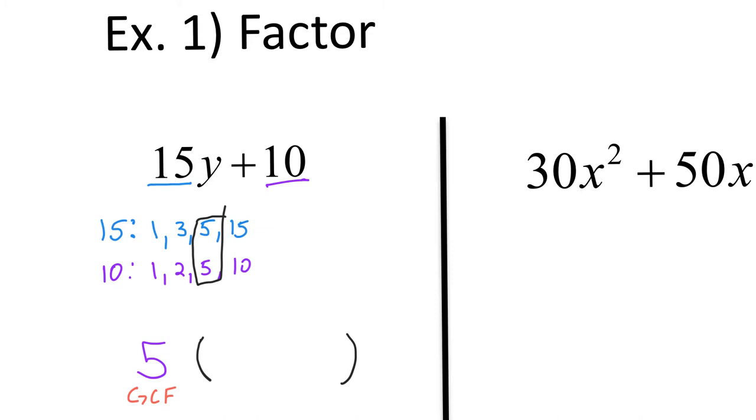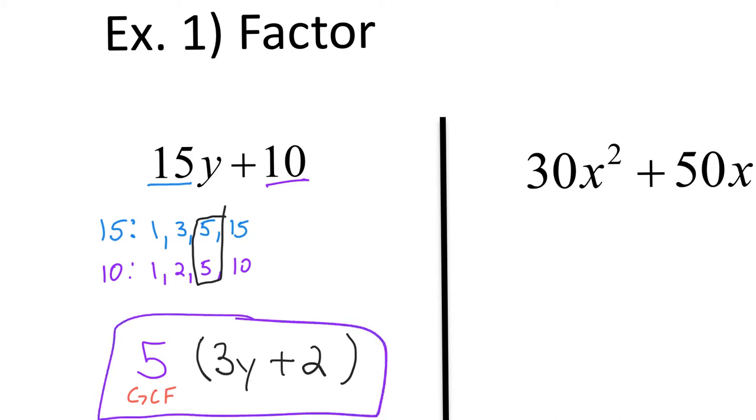So I'm going to start dividing this polynomial by the greatest common factor. I'm going to take the number 15 divided by 5, and that's going to be 3. So I'm going to put 3 right here. I'm going to bring down the y here, and then I'm going to divide the 10 by the 5, and that's going to be 2, plus 2. And this is my answer.